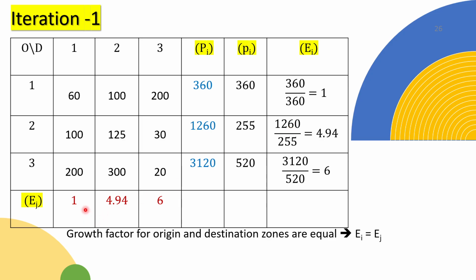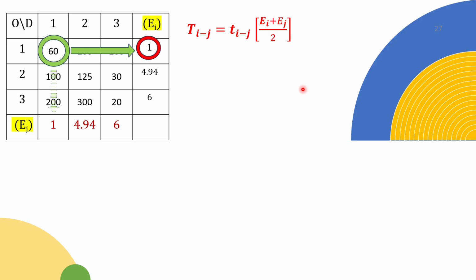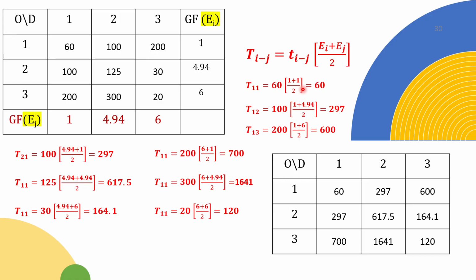So we have 1, 4.94 and 6 as EJ and EI. Now we are going to start our iteration 1 calculation. So this is our basic matrix with EI and EJ. Calculate: 60 becomes 60 into (1 plus 1) by 2, which is 60. And 100 becomes 100 into (1 plus 4.94) by 2, which is 297. 200 is (1 plus 6) by 2, which is 600.